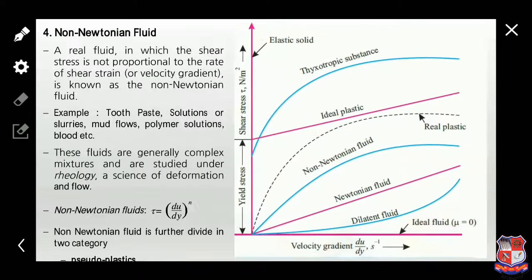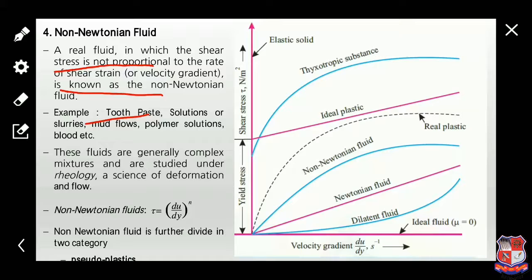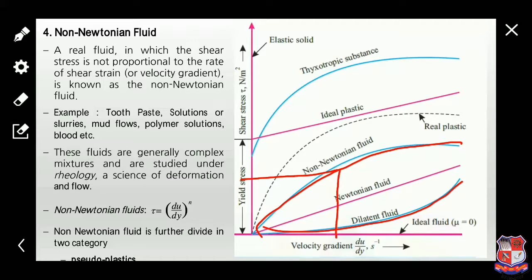Okay. Now the non-Newtonian fluid: a real fluid in which the shear stress is not proportional to the rate of shear strain is known as a non-Newtonian fluid. Examples are toothpaste, solutions or slurries of some materials, mud flows, polymer solutions and blood. So this is the line of a non-Newtonian fluid, in which the shear stress is not directly proportional to shear strain. Then the fluid is a non-Newtonian fluid.